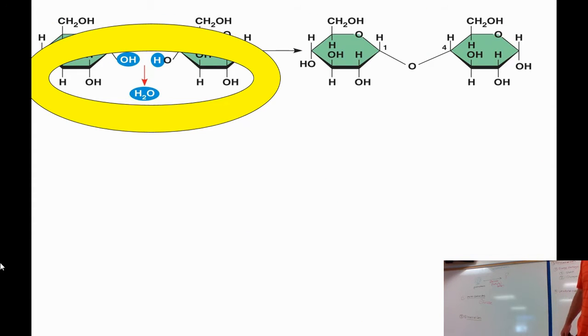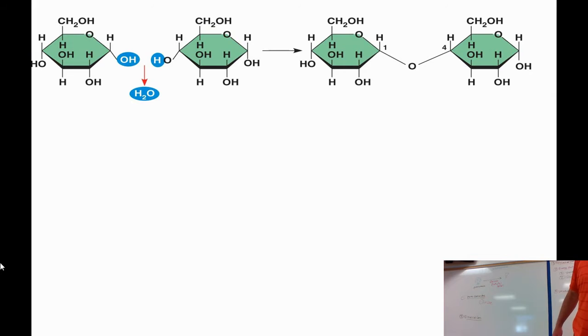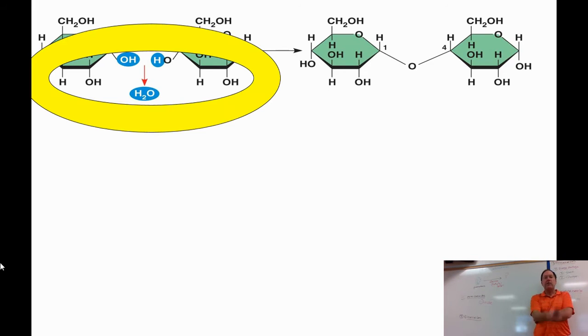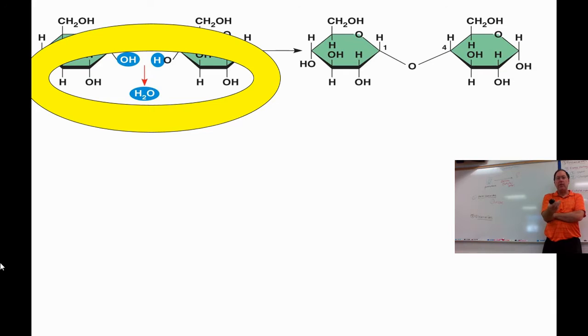Well, if we wanted to put two of these together, what kind of reaction do you think we would use? You're right, a dehydration reaction. We just learned that in 5.1. Hydroxyl group from one monomer comes together with a hydrogen atom from another. Water is liberated off, that's dehydration.